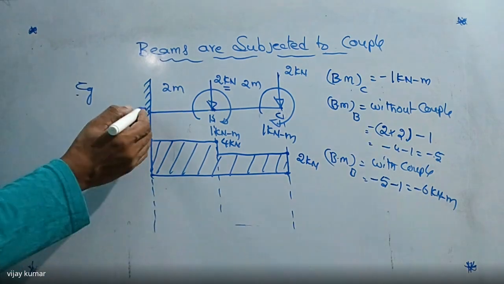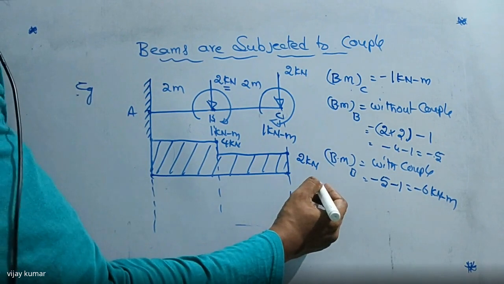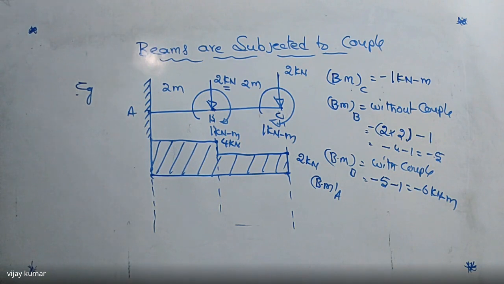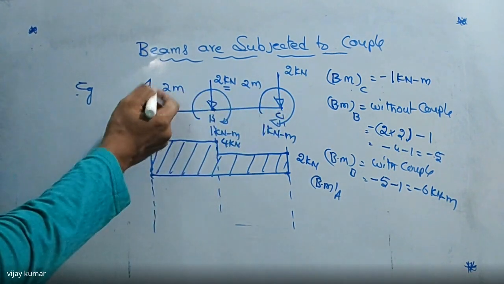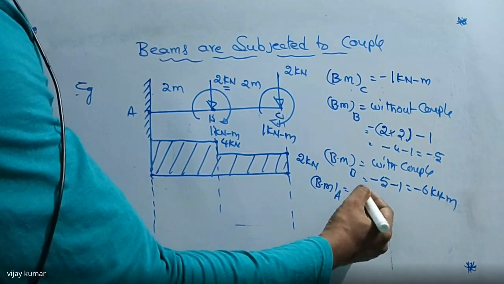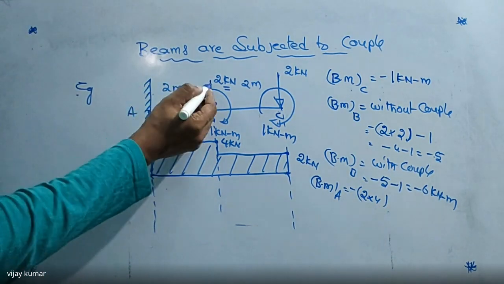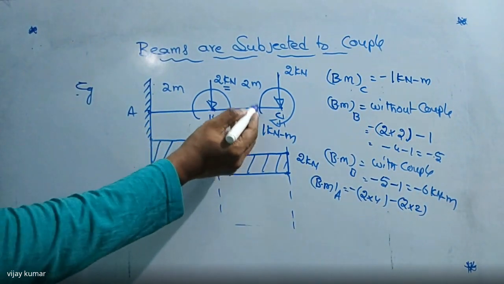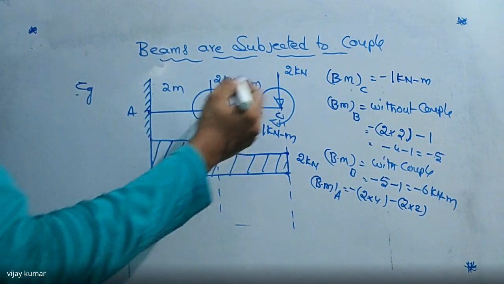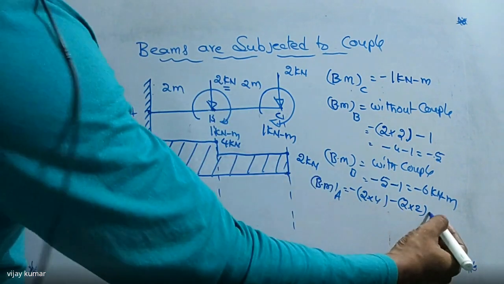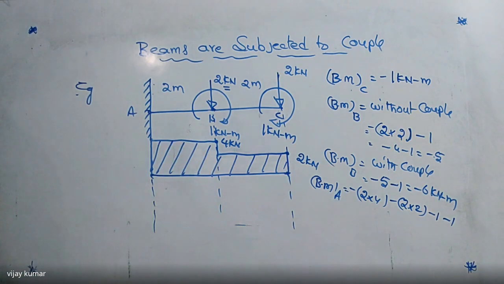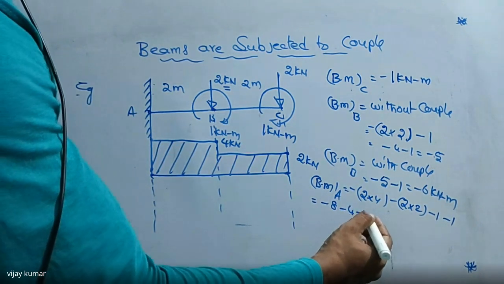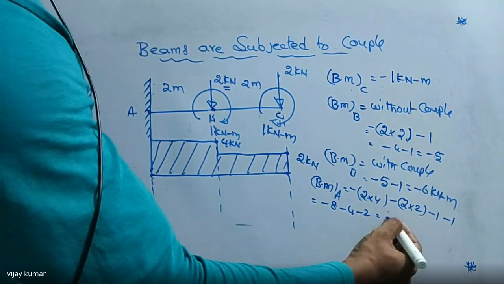Now here, what is the bending moment at point A? So I'm writing here bending moment at point A. Now take this one, 2 into 4, negative. This is 2 into 2, negative. And two couples, this is also a couple. Both are in the clockwise direction. So minus 1, minus 1. What is the total value here? We are getting minus 8, minus 4, minus 2, then minus 12, minus 14.